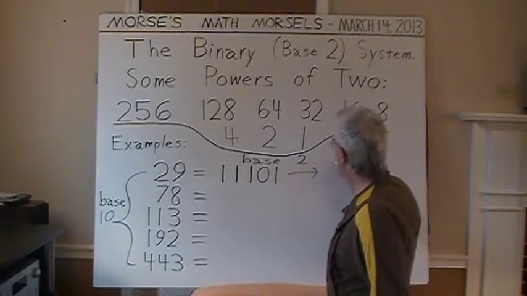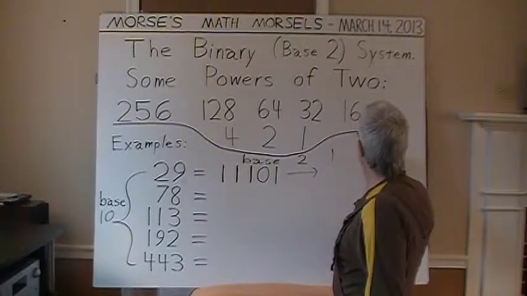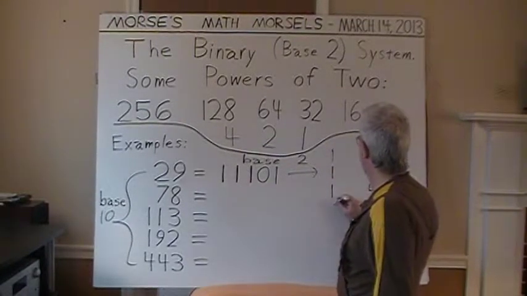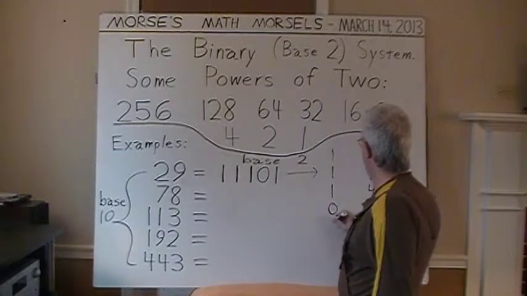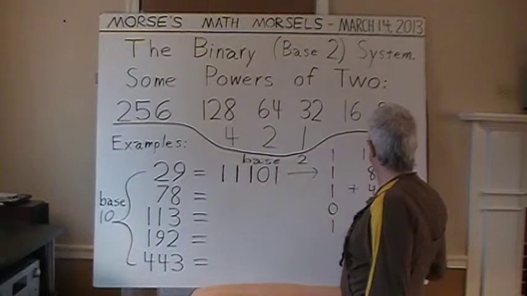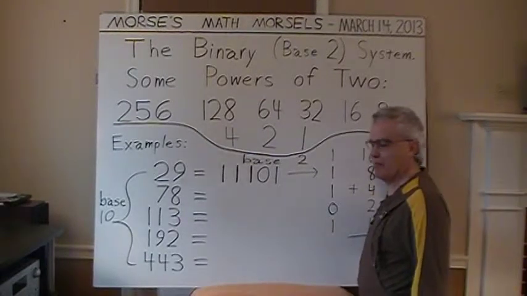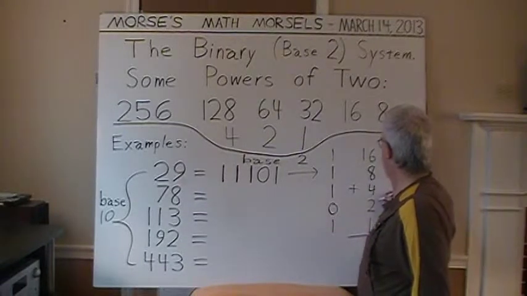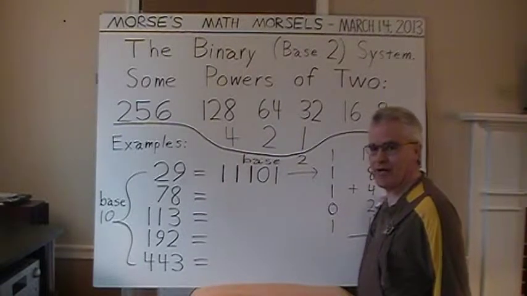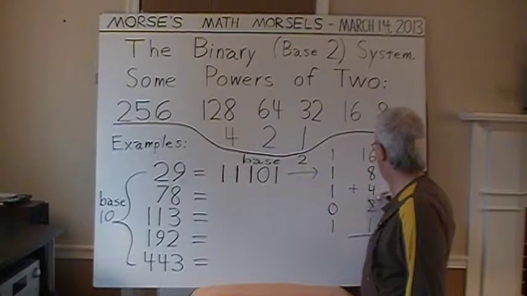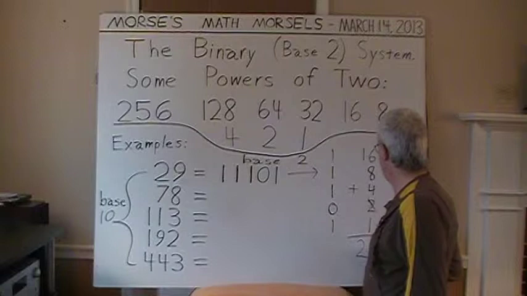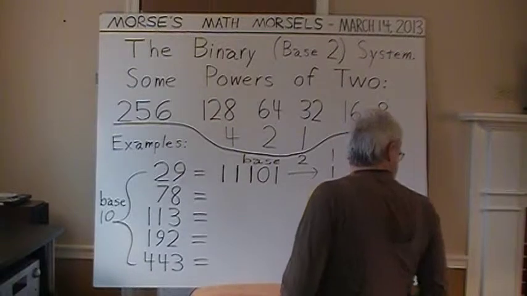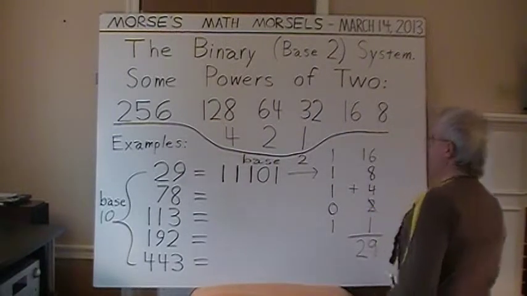Well, that 11101 really means there is a 16, we have an 8, we have a 4, there are no 2's, and there's a 1. So add these powers of 2: 16 plus 8 is 24, 28. 28 still stays 28 when I get to the 2 and say, nope, there are 0 2's. And add the 1 finally for 29. So far, so good. Next example is 78.